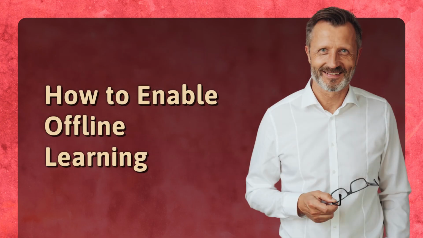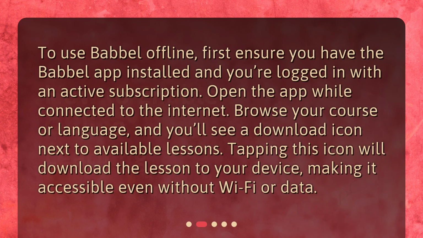How to enable offline learning. To use Babbel offline, first ensure you have the Babbel app installed and you're logged in with an active subscription. Open the app while connected to the internet. Browse your course or language and you'll see a download icon next to available lessons. Tapping this icon will download the lesson to your device, making it accessible even without Wi-Fi or data.